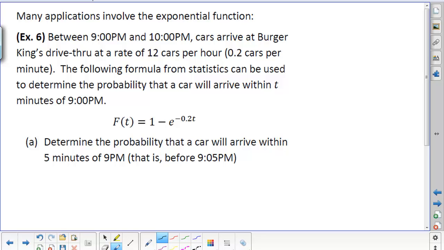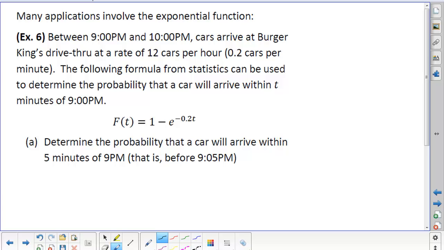Okay, we've got another example here. It says many applications involve the exponential function. So here's an example in statistics where we can use the exponential function to model a situation. It says between 9 and 10 p.m. cars arrive at Burger King's drive-thru at a rate of 12 cars per hour, or 0.2 cars per minute.